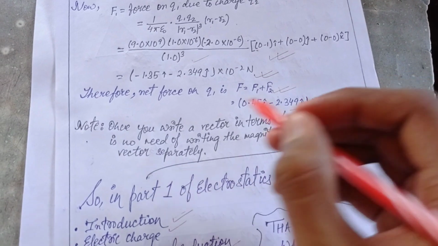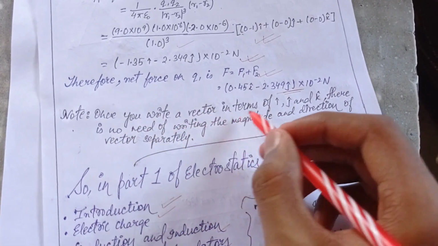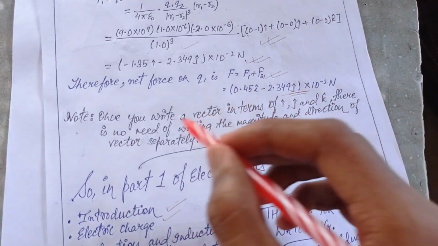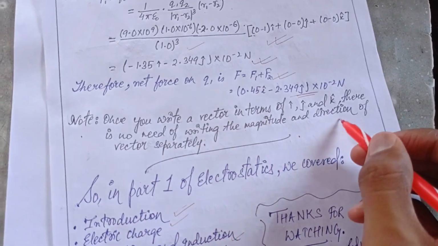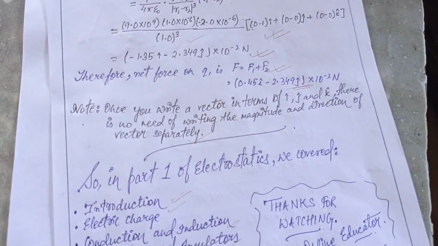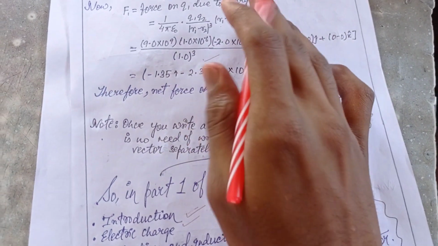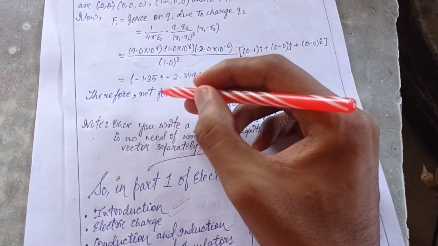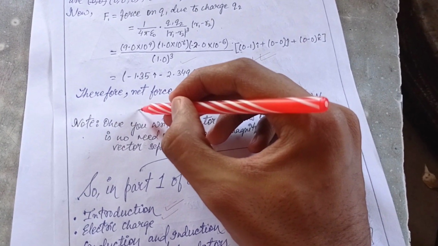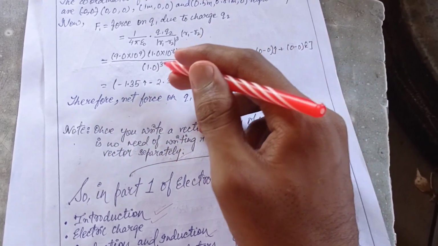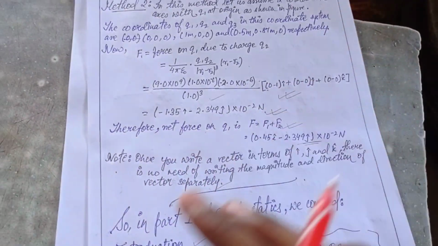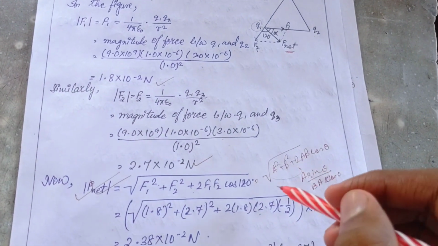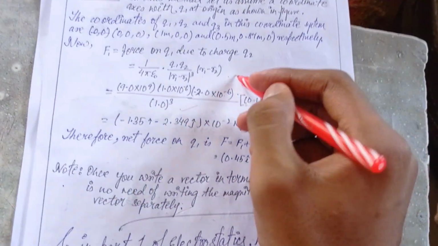Once you write a vector in terms of i cap and j cap, there is no need to write the magnitude and the direction of the vectors. Alright, it is like the way we solved projectile motion in two ways: either we take the three formulas of kinematics and solve it, or we take the coordinates approach. It's the same here: either I solve it by vector sum of addition or by taking the coordinates.